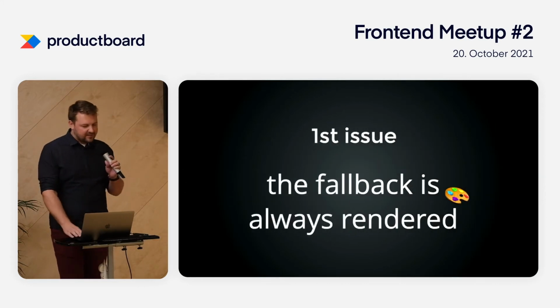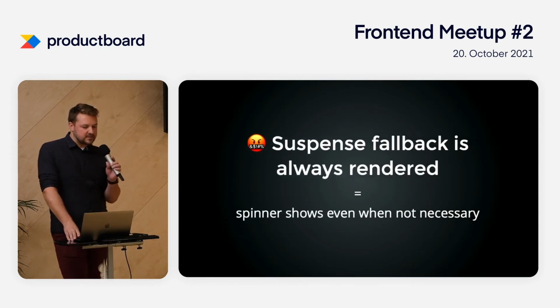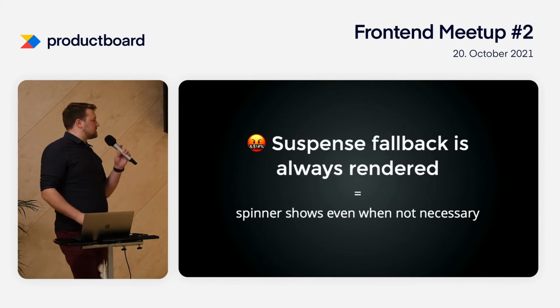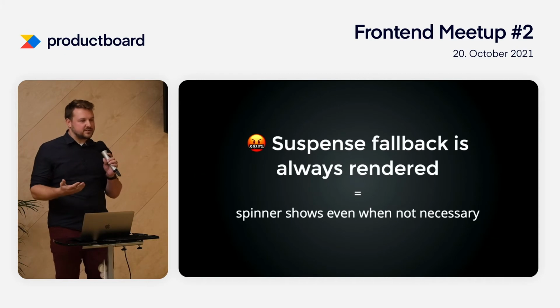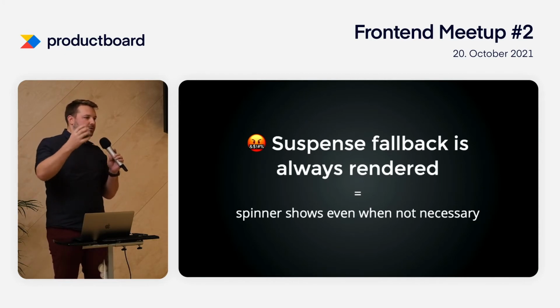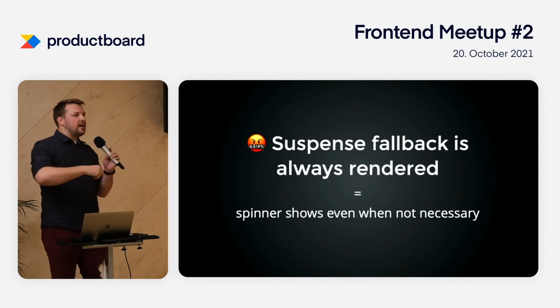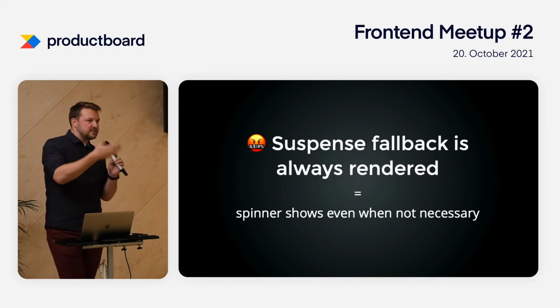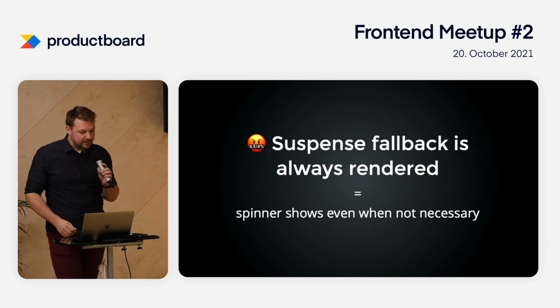So the fallback is rendered always. What does it mean in our case? It means that the spinner is displayed even though it's not necessary. The great example of that is when a user opens a page, then navigates elsewhere and comes back. When the page was lazy loaded, there was always a spinner, although the JavaScript bundle was already loaded in the browser. So there is no reason to show a spinner for that case, right?